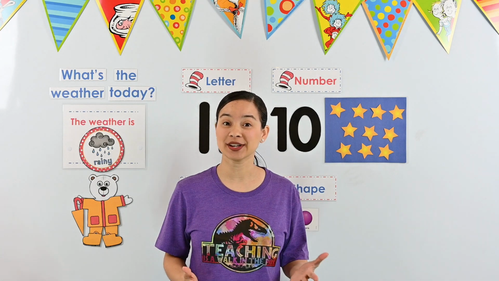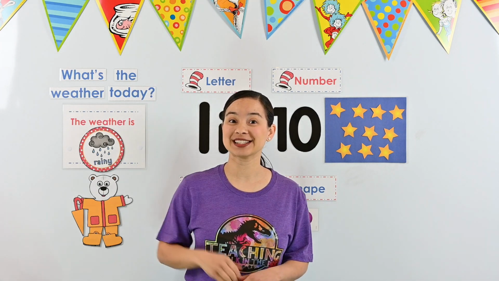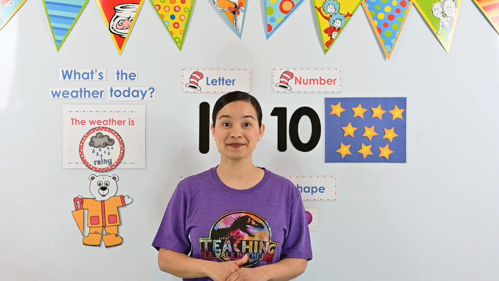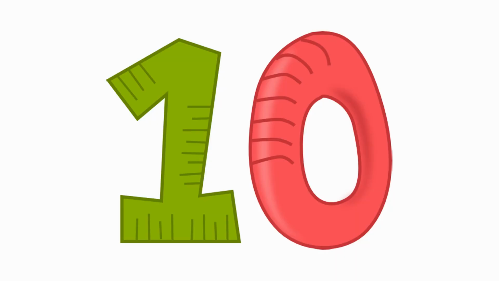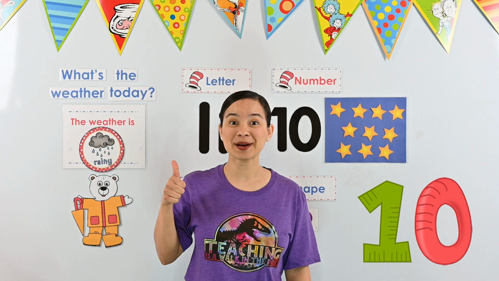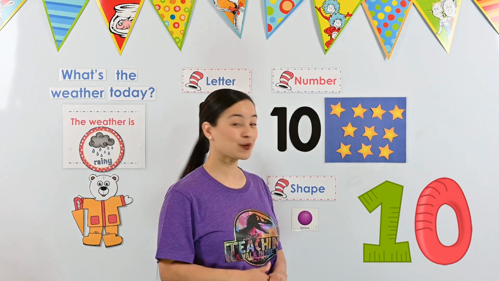Excellent job, friends. Okay, now I'm going to show you a number on the screen. You'll give me a thumb up if it's a 10 or a thumb down if it's not the number 10. Ready? Is this the number 10? If you have your thumb up, you are correct. It is the number 10. I see the numerals 1 and 0. That makes 10. Let's try another one.